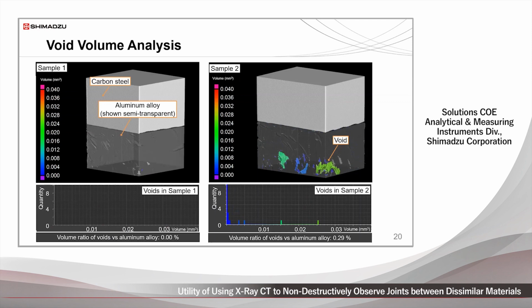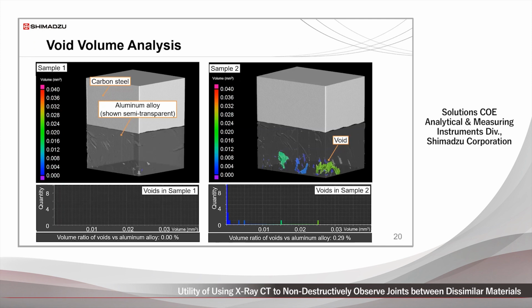Similarly, by loading the cross-sectional images into specialized image processing software, the volume of voids can be analyzed as well. Those results show that the friction stir welding caused voids in the aluminum alloy in only one of the two samples, as mentioned earlier when discussing cross-sectional images. Volumes in these images are color-coded based on the same color scale as described earlier for carbon-steel fragment results.